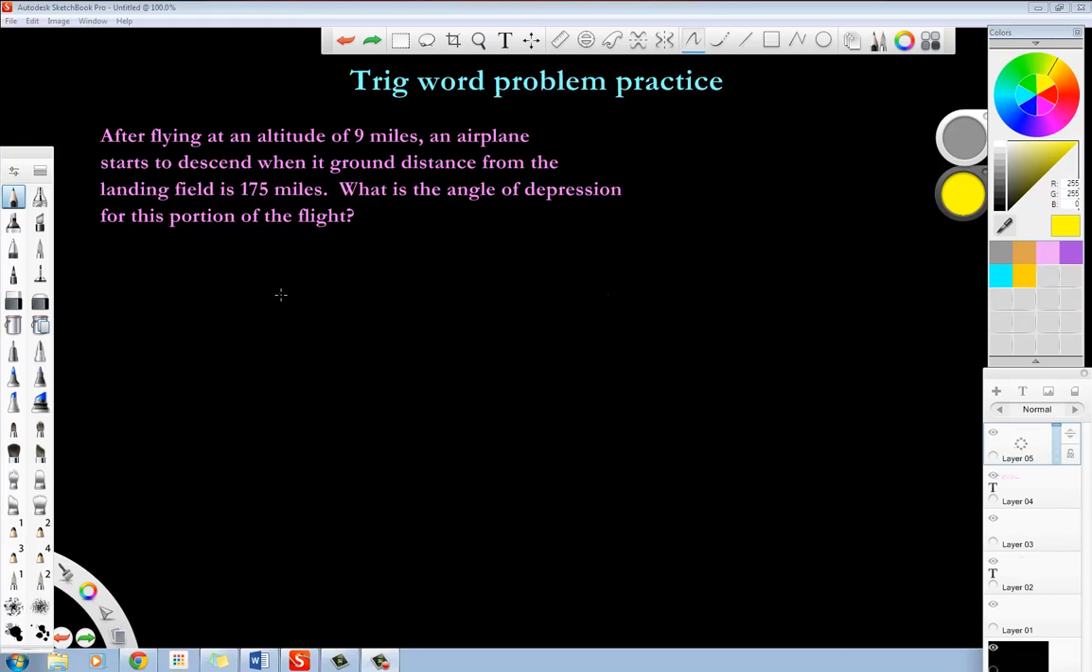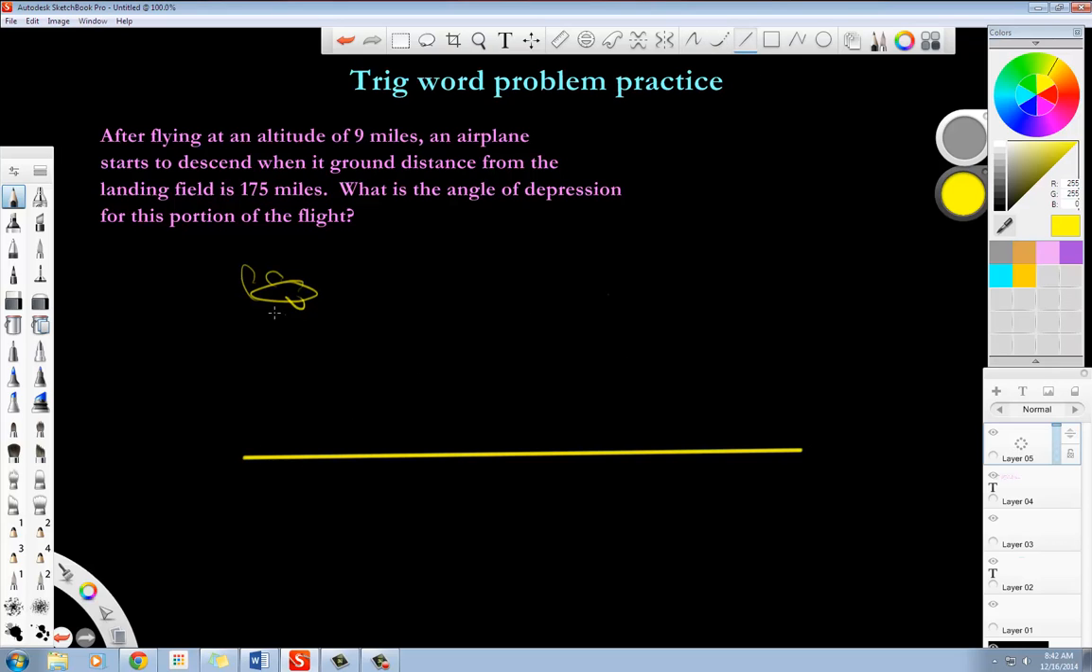So we got this awesome airplane. All right, there it is. And I don't expect anybody to be able to draw that good, okay? But here's the airplane. One thing that people tend to not do is draw the ground in word problems, because this says an airplane starts to descend when its ground distance from the landing field is 175 miles.